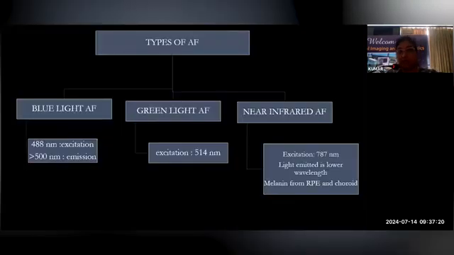Now with the advent of technology, we have various types of autofluorescence which use different wavelengths. The blue light autofluorescence uses a 488 nanometer excitation and a 500 nanometer emission. Green light autofluorescence uses an excitation wavelength of 514 nanometers. And there's another one called near infrared AF, which uses an excitation of 787 nanometers.